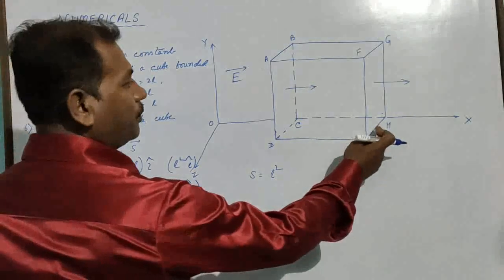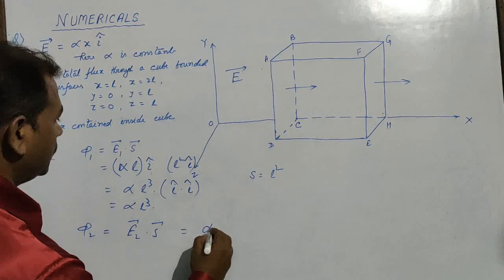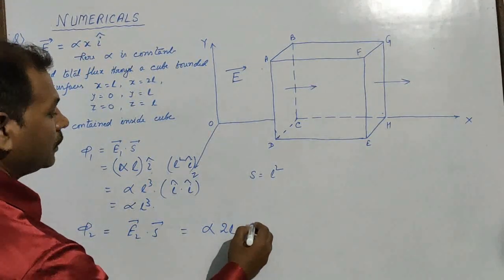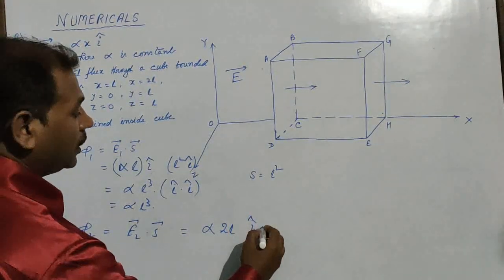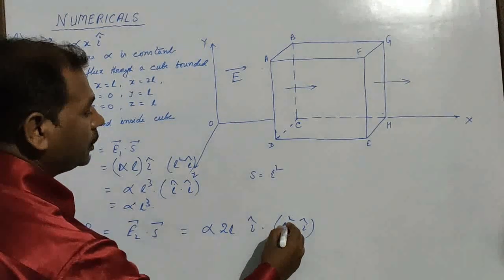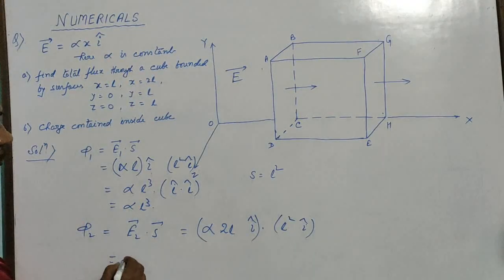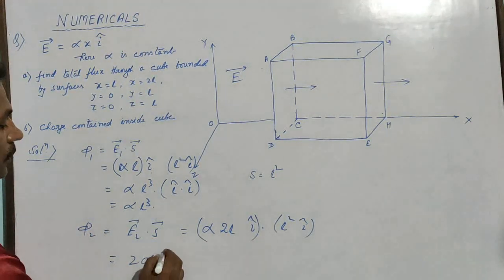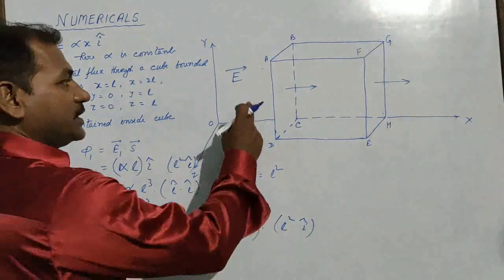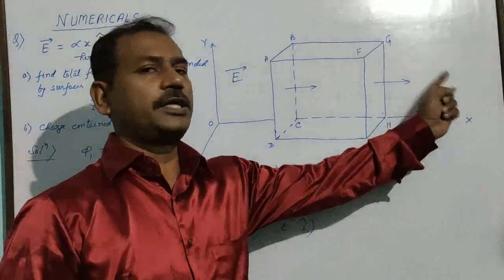Now at this particular place, the field intensity will become alpha times 2L i cap, and your area vector will be L square i cap. That means it will be 2 alpha L cubed. So this is the net entering at this face and this is the net exiting at this face.